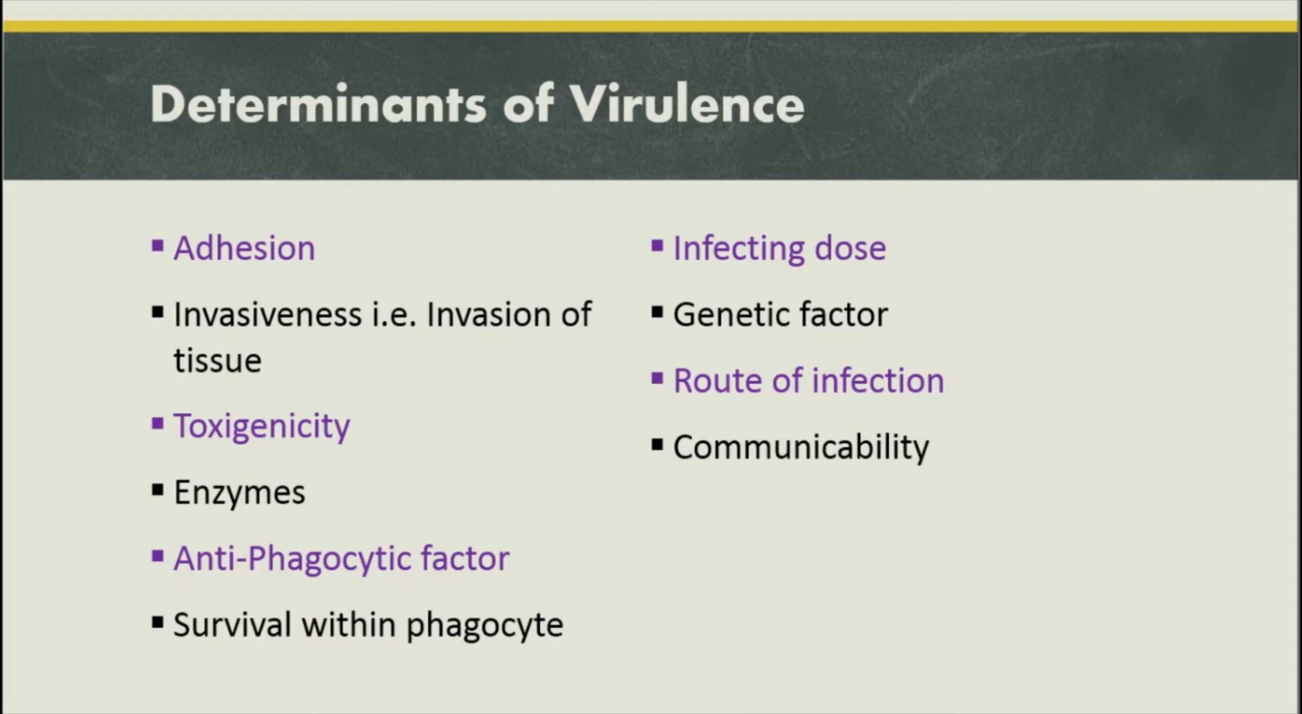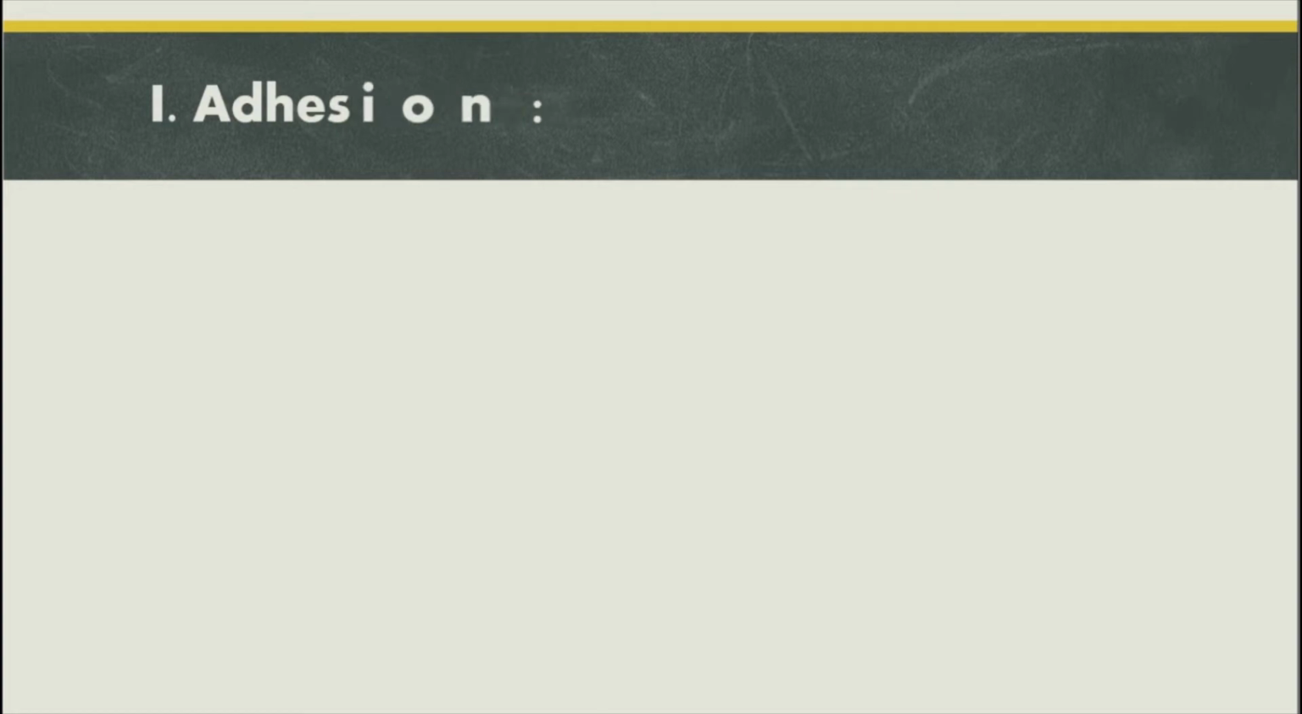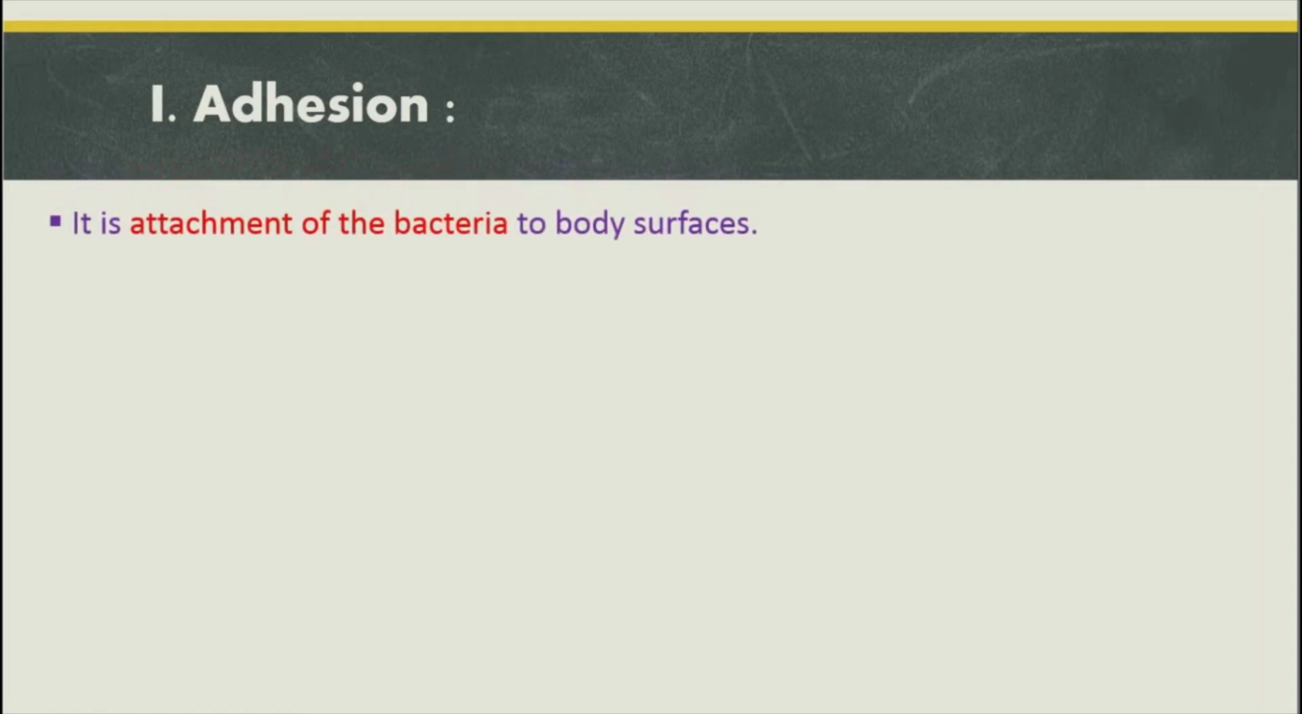If they possess one or more of these determinants, then they can establish successful infection in the host and can result in the disease. So, we will see them one by one. The first, which I have mentioned already, is adhesion. What is adhesion? It is the attachment of the bacteria to the body surface. The term itself suggests adhesive property. That means it is able to adhere to a surface in the body, and that is known as adhesion.